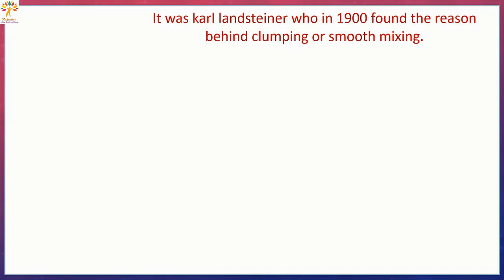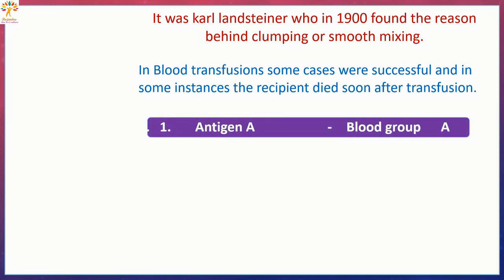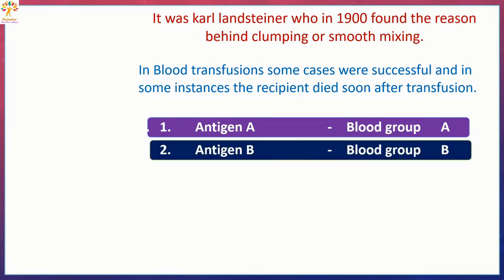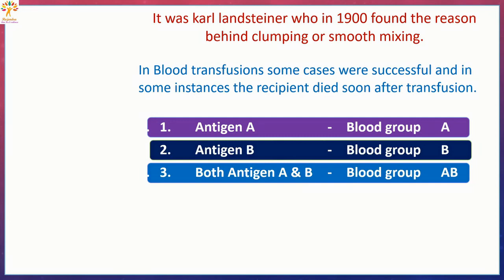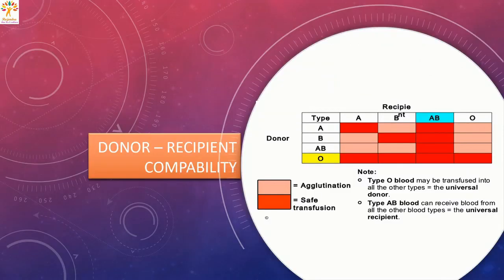In blood transfusion, some cases were successful and in some instances the recipient died soon after getting the blood. So, antigen A in blood group A, antigen B in blood group B, antigens A and B in blood group AB, and no antigen in blood group O. So how it is, we'll see one by one.